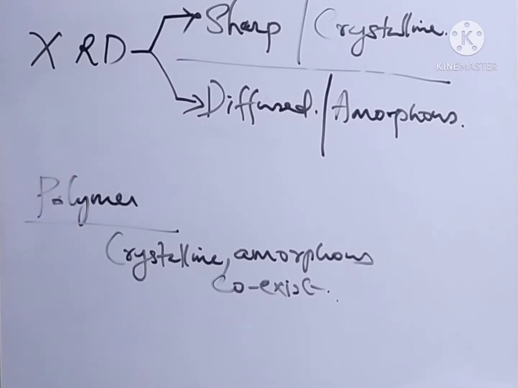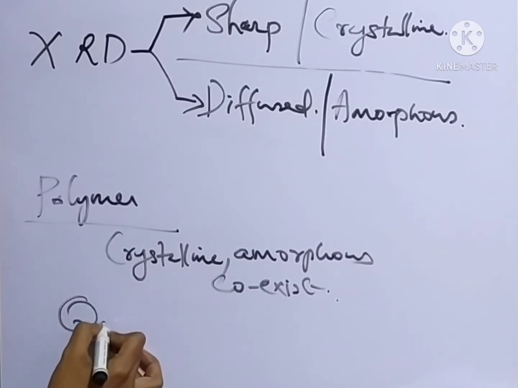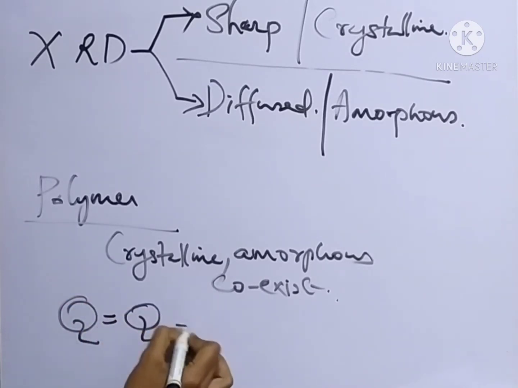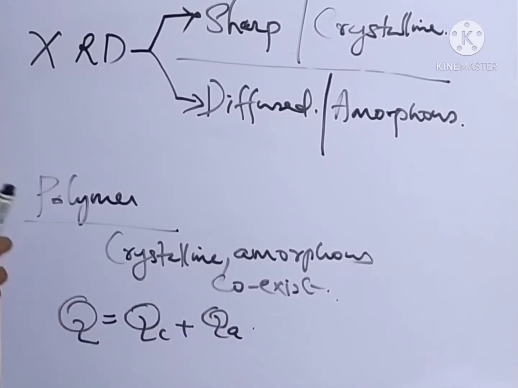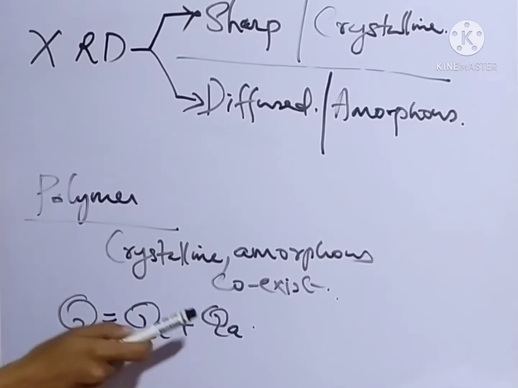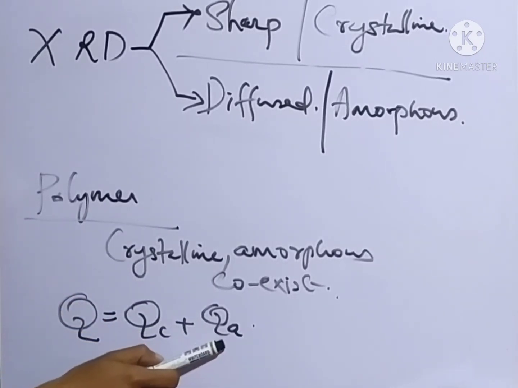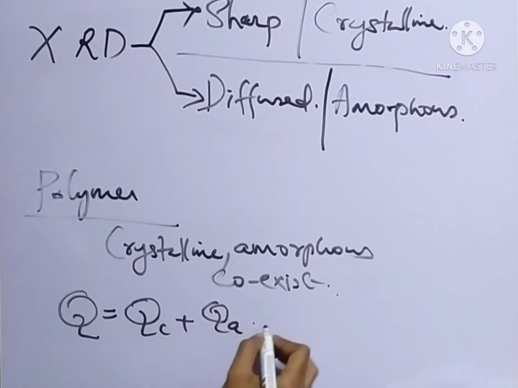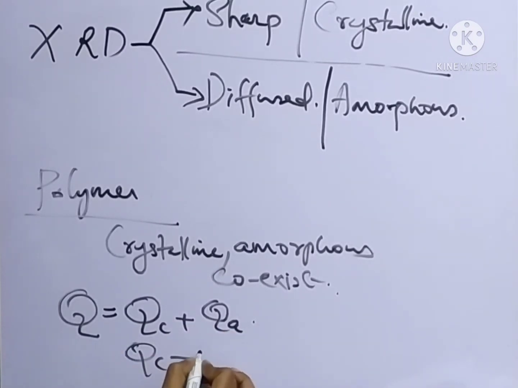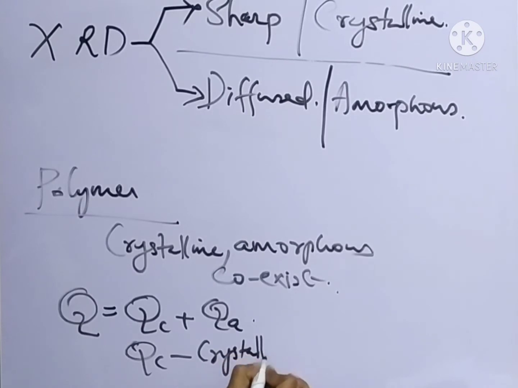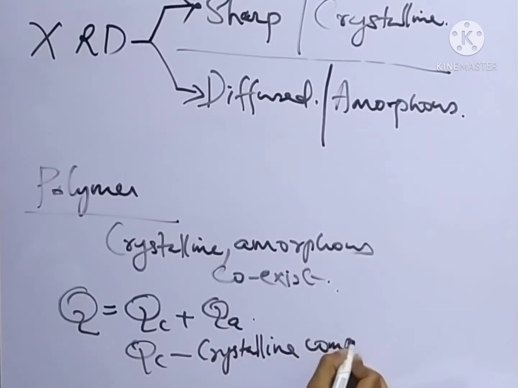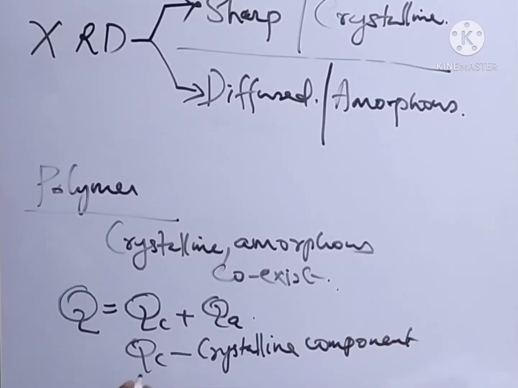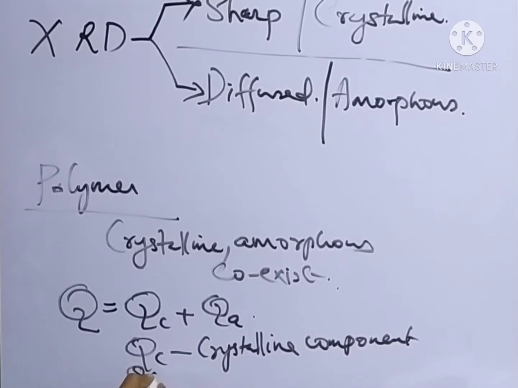So we can say the overall property, let the overall property be Q, then the overall property of a polymer can be written as QC plus QA. Overall property is the sum of crystalline nature and the amorphous nature. So QC is the crystalline component, and QA is the amorphous component.